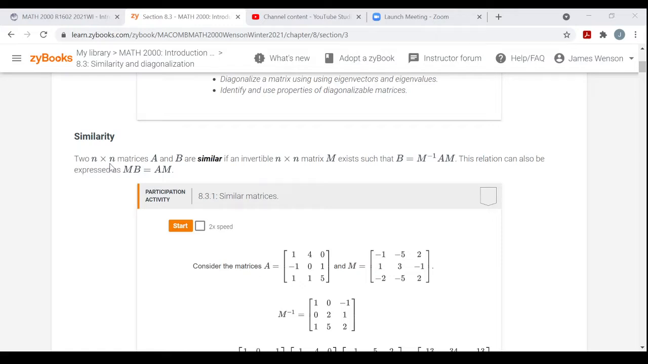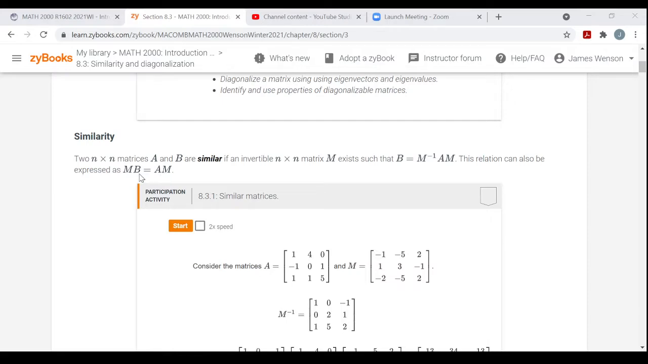So two n by n matrices, say A and B, are similar if an invertible n by n matrix called M exists such that B is equal to M inverse times A times M. Or if you multiply by M on the left of both sides, this relation can also be expressed as M times B equals A times M.